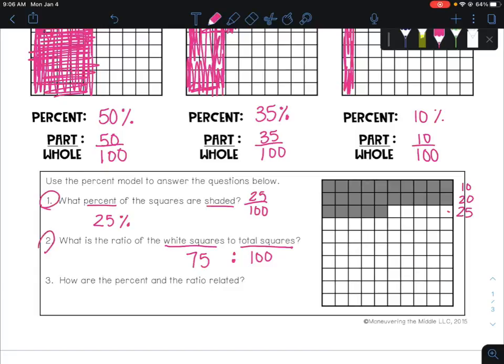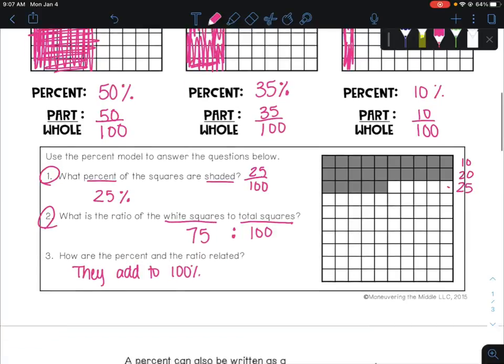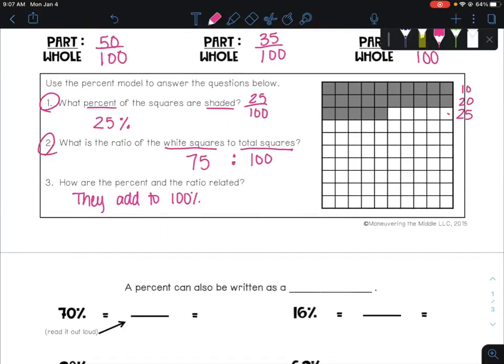Okay. How are the percent and the ratio related? So how is 1 and 2 related? Well, they add to 100%, right? Because 75 over 100 would be 75%. And 75 plus 25 would make 100. So basically, something is either shaded or it's not. So the shaded plus the non-shaded have to add up to the whole amount, 100%.